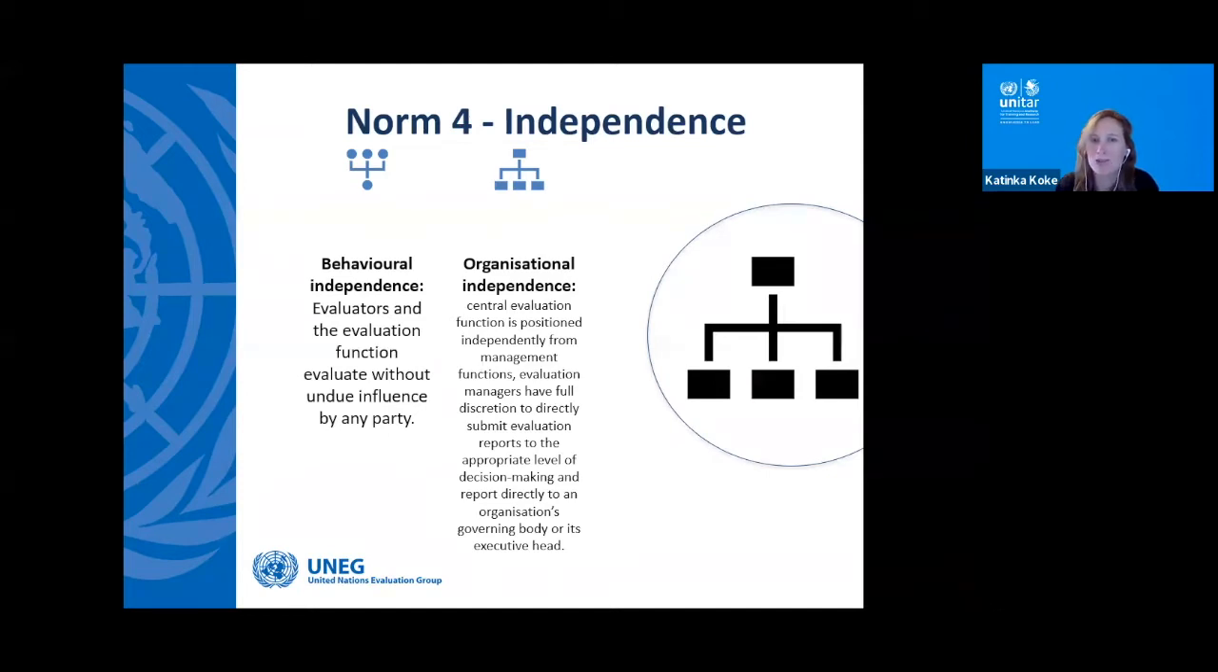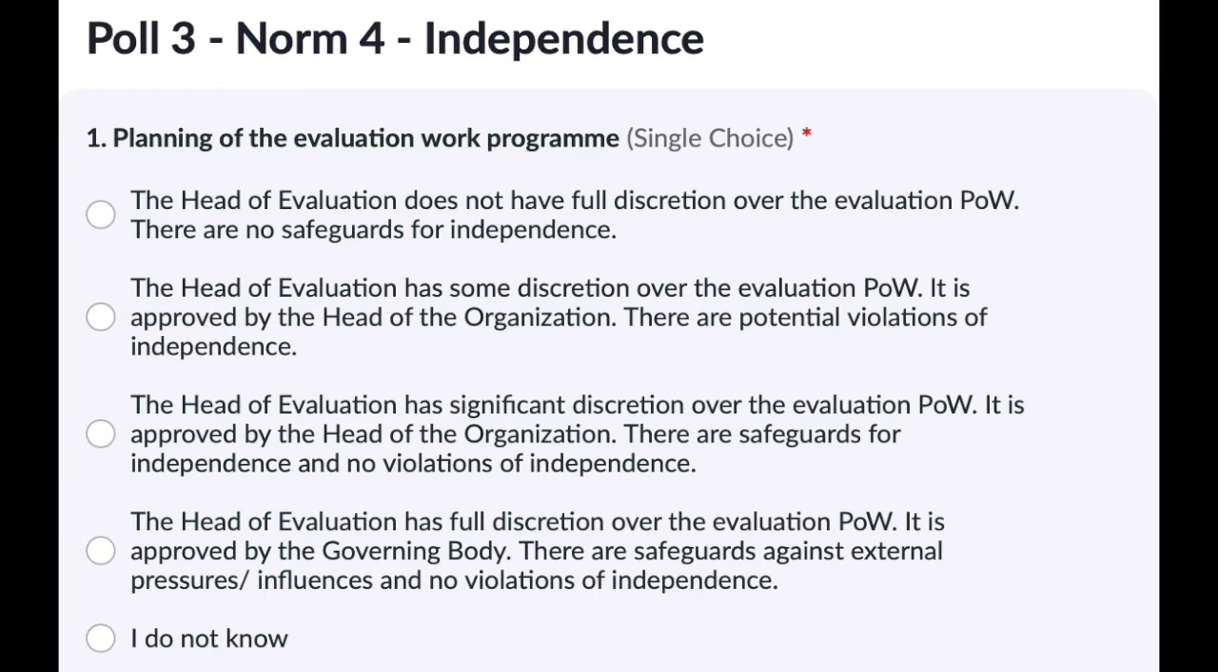You have, again, 5 answer options from the lowest to the highest level. So feel free to also respond here to the best of your knowledge. Most of you are saying that the head of evaluation has significant discretion over the evaluation function, and it is approved by the head of the organization. And there are safeguards for independence and no violations of independence.